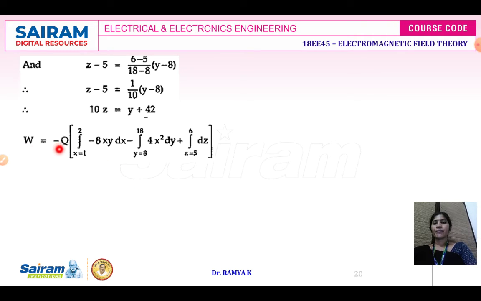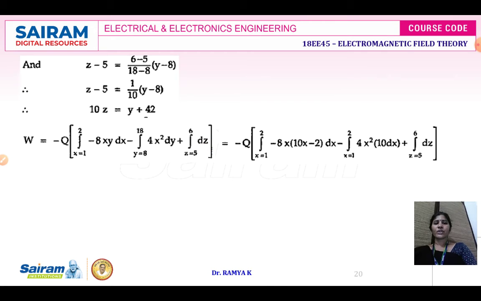W is equal to minus q times integration between the limits 1 to 2 of minus 8xy dx, integration between the limits 8 to 18 of 4x square dy, and integration between the limits 5 to 6 of dz. Here you can replace dy and dz, or as such you can keep it.